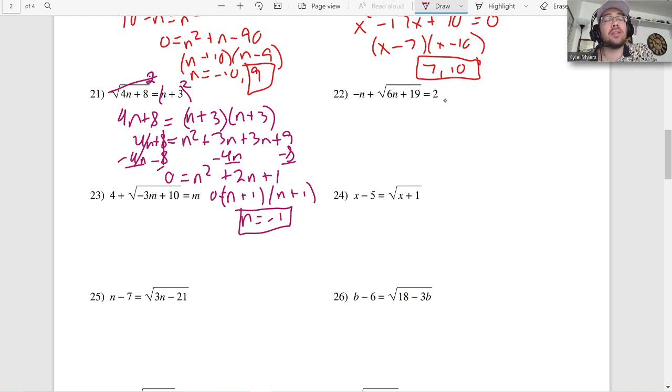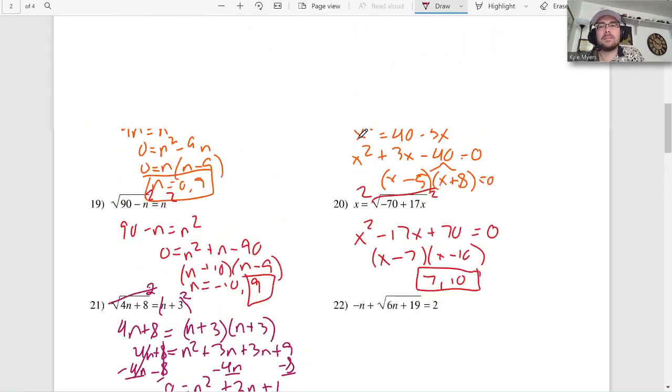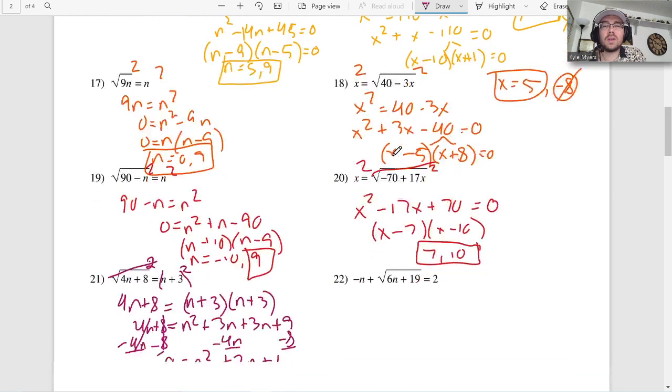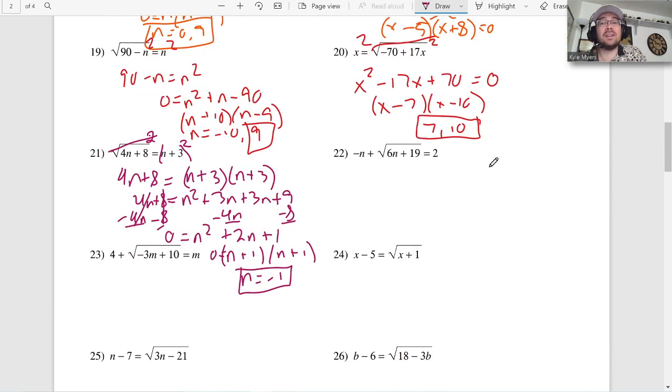22 is also different, though, because this is the first time we have not had the square root stuff all by itself. Here's what I mean. Number 19, square root, all on the left side, nothing else there. 17, square root, all on the left side, nothing else there. Where's the square root on the right? How about number 18? Square root, all on the right side, nothing else but the square root. Okay, so number 22 is different even than number 21.